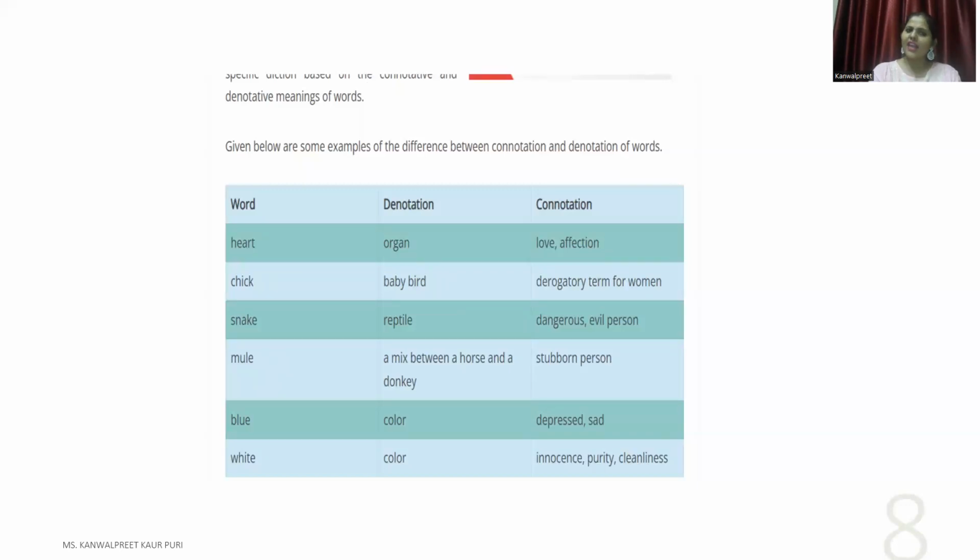Now another example, the word snake. A snake is a reptile, we all know. But we connote it with what? When we call someone a snake, sometimes people are very dangerous or evil for us. So we say, ये नाग जैसा है, सांप है, ये हमको डस लेगा, काट लेगा. So we are attaching a cultural meaning to it, giving it a separate meaning. We are associating that this person is negative or harmful for us.